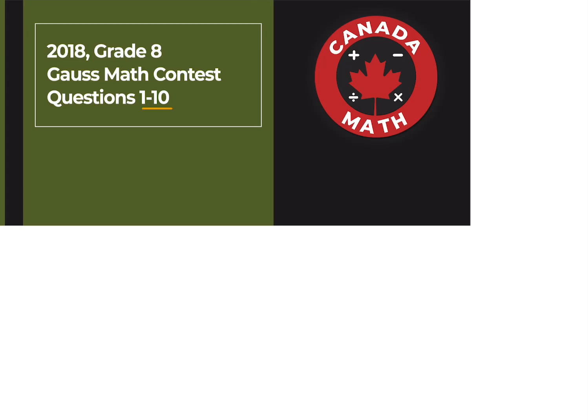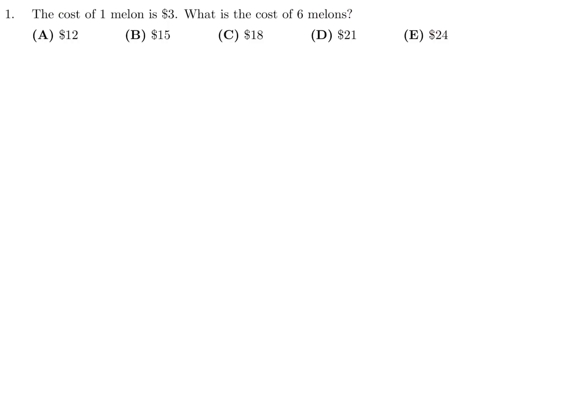Questions 1 through 10 on the 2008 Grade 8 Gauss Math Contest. The cost of 1 melon is $3. What is the cost of 6 melons? So we have 1 over $3 is the equivalent of 6 over, say, x. Cross multiply and we get x is equal to 3 times 6, and therefore x is equal to $18. And number 1 is C.